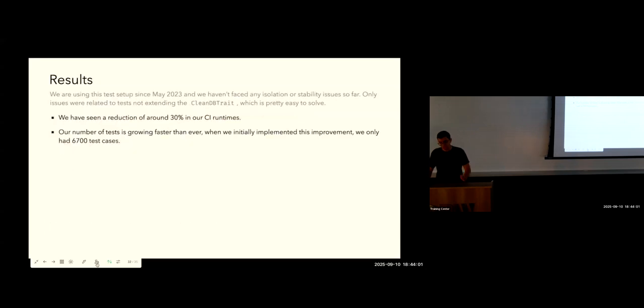We encourage Docker. So our results, we've been using this since May 2023. We had no isolation or stability issues so far. The only issues were related to developers not using this new interface, the new trait of clean DB. So it was pretty easy to fix and the failures were pretty easy to spot. And we've seen a reduction of around 30% in our CI runtimes. When you think about it, it's crazy that we were spending 30% doing nothing. And our number of tests is growing faster than ever. When we implemented this, there were 6,700 and now it's more than 9,000.